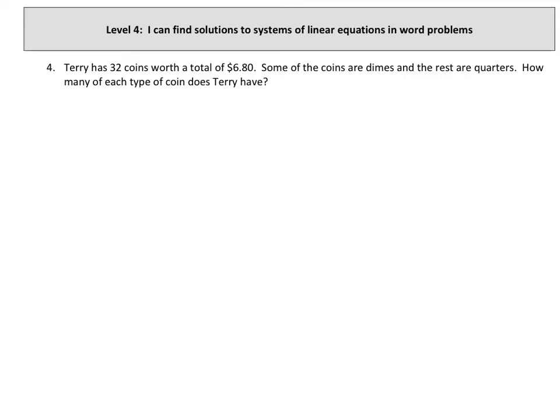So reading this first example, it says Terry has 32 coins worth a total of $6.80. Some of the coins are dimes and the rest are quarters. How many of each type of coin does Terry have? So first I need to figure out what my variables are, and they are the number of dimes and the number of quarters. So I'm going to call D the number of dimes, and Q is going to be the number of quarters.